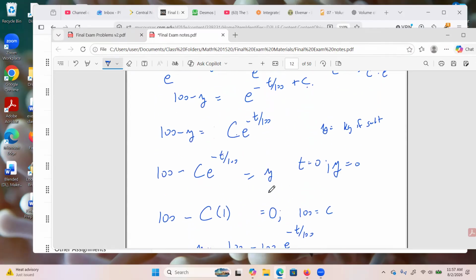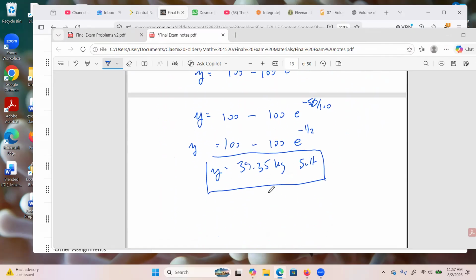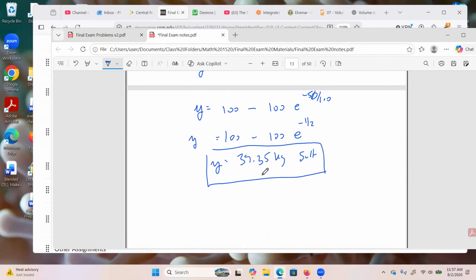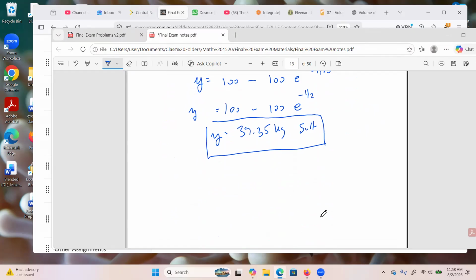Okay, if you need to use a U substitution, please do so. And like I said, this is like the intro differential equation problem. When you take differential equations, you'll be doing a lot more of these.